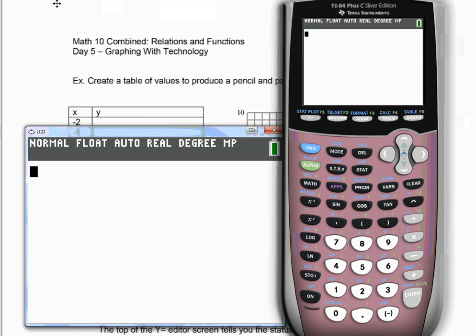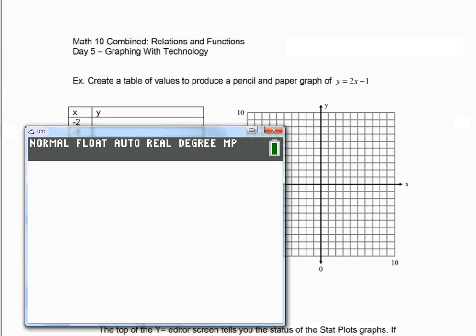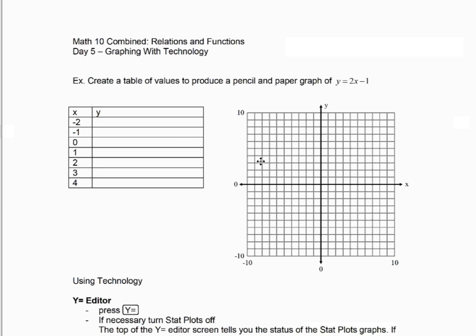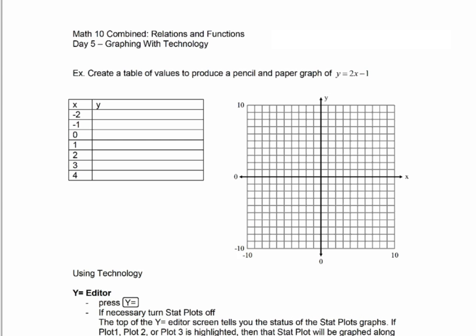So what we're going to do, we're going to start by, I'm just going to minimize this for now. Go away for now. Because we're going to create a table of values to produce a pencil and paper graph.